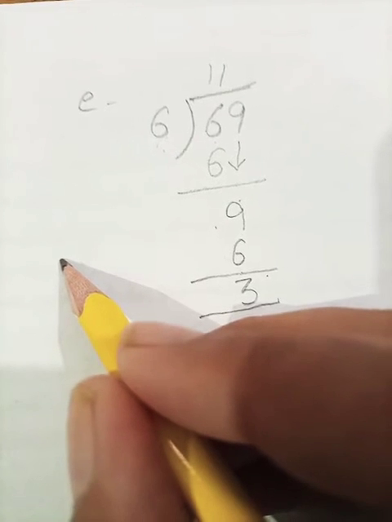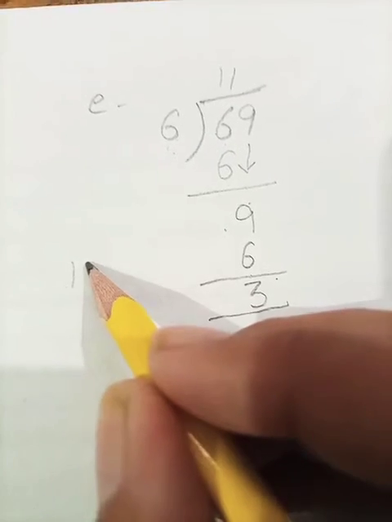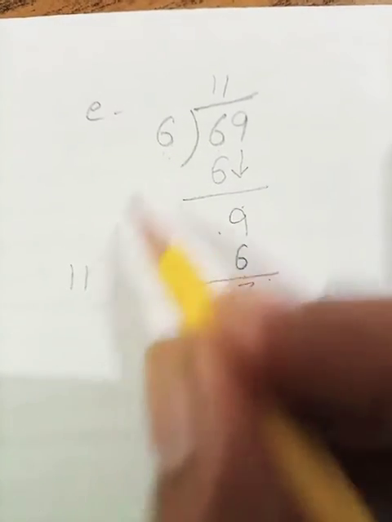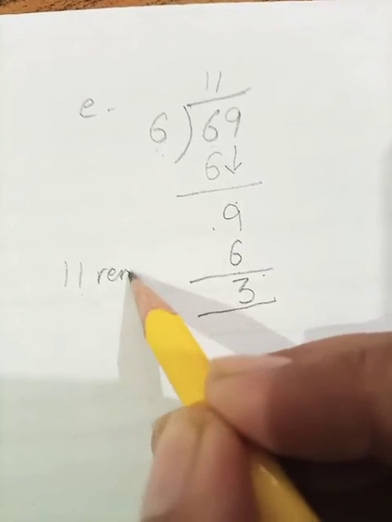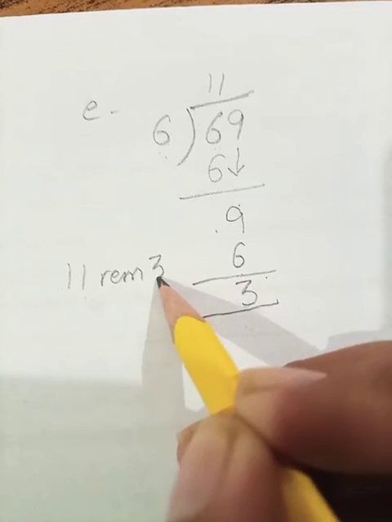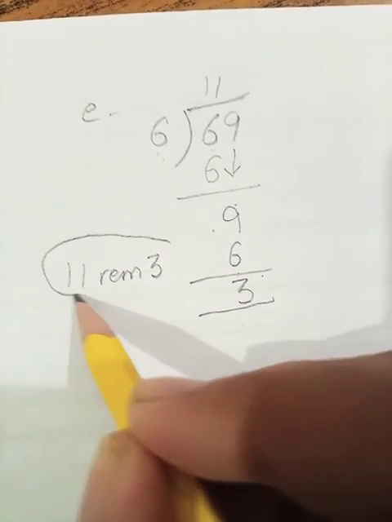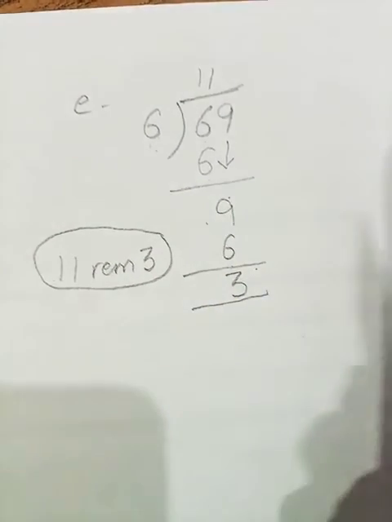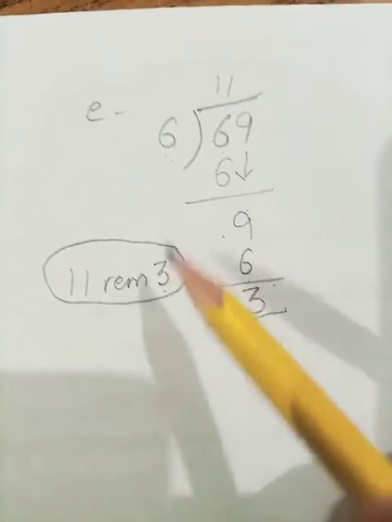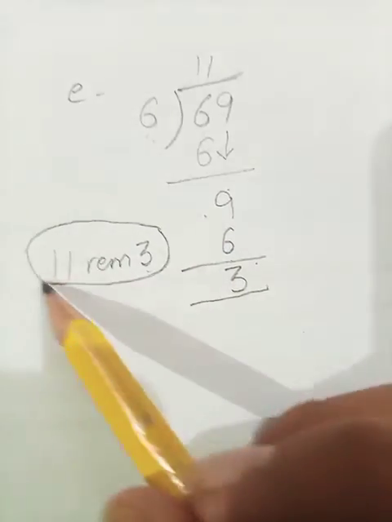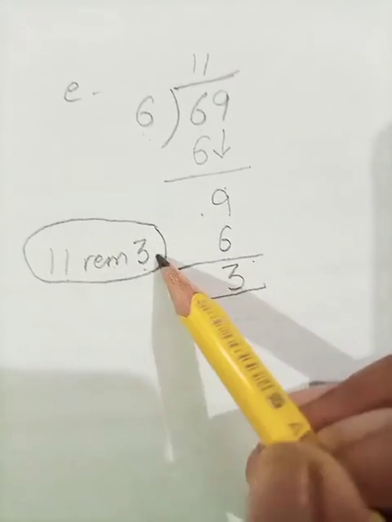Students, let's write our required answer. 11, that is the quotient first, and then the remainder. Remainder is 3. So students, we have solved it. Here is our required answer. You are being asked that you will have to write the quotient first and then the remainder.